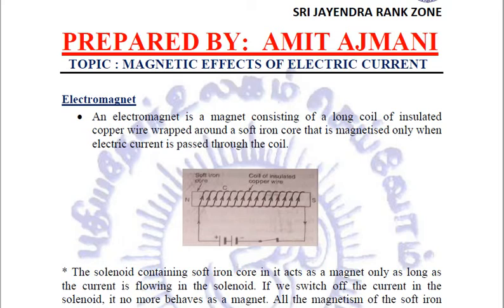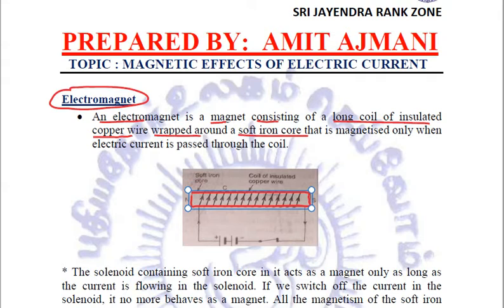Now, if we just place a core material inside the coil of a solenoid, then an electromagnet will be formed. Now, what are electromagnets? Try to relate. An electromagnet is a magnet consisting of a long coil of insulated copper wire wrapped around a soft iron core that is magnetized only when electric current is passed through the coil.